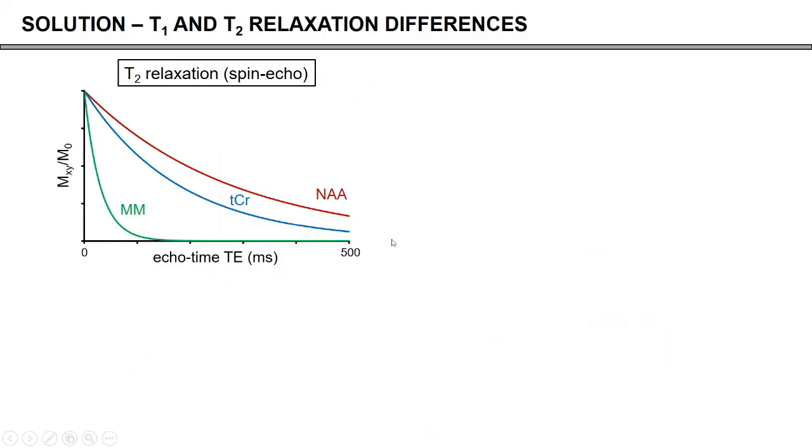Another way that you could try to separate signals is to use differences in T2 relaxation. Here are some relaxation curves for NAA and creatine and also for macromolecules. And you can see macromolecules have a much shorter T2.